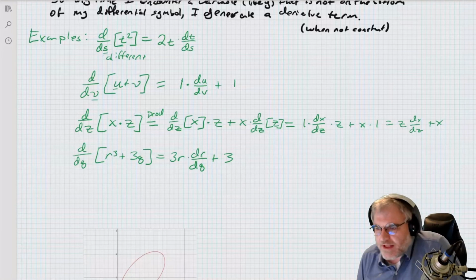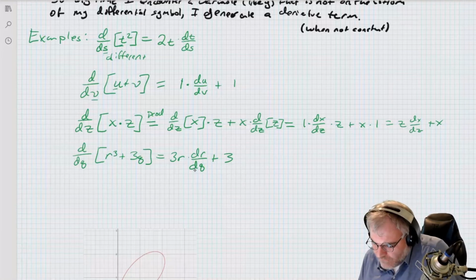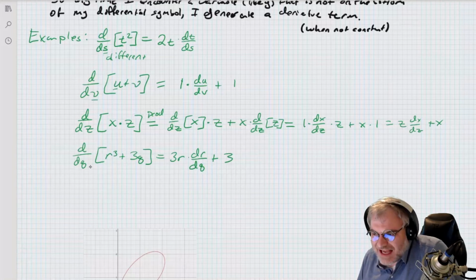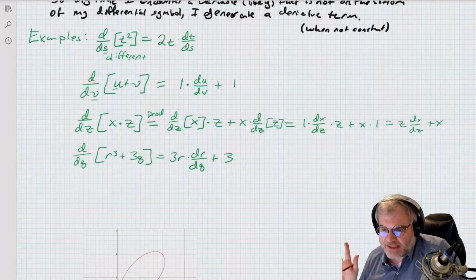Okay, how do we feel about that? 1 to 5. Every time I encounter a variable, a non-constant thing, right? If it's a constant, it's just 0. But every time I encounter a moving variable that is not the variable by which I'm differentiating, I'm going to generate another one of these terms. 1 to 5, how do we feel about that?